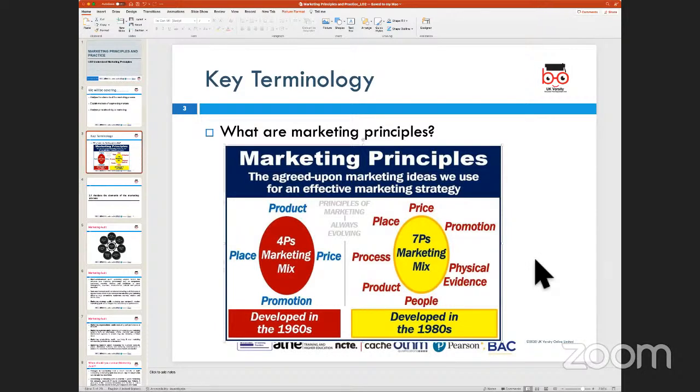Now, over a point in time, they have been expanded to 7 P's. And what is included in that is basically physical evidence, process, and people. So the way companies look at marketing, or essentially going to market, what has happened is that processes have become important. Because as businesses have become global, they now have operations in many different countries or places.